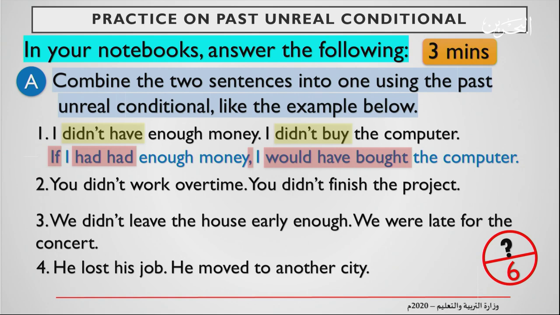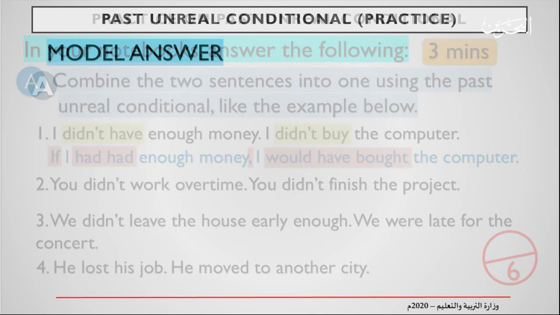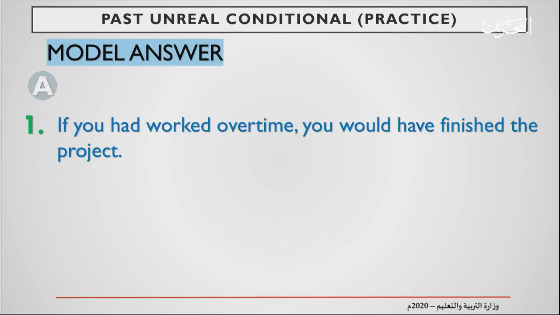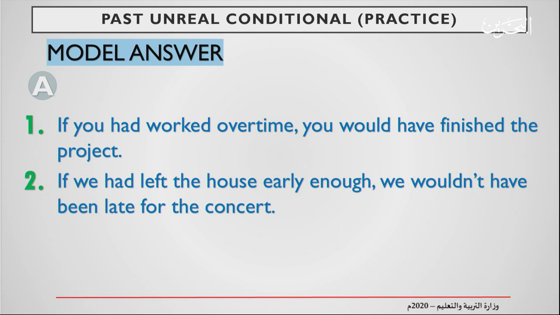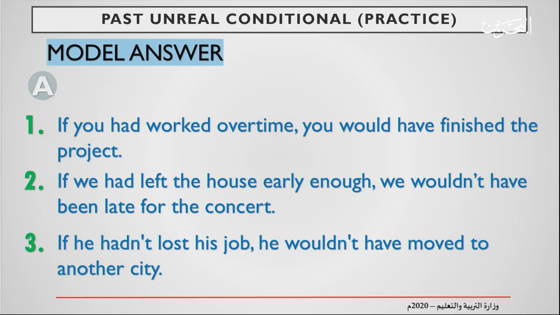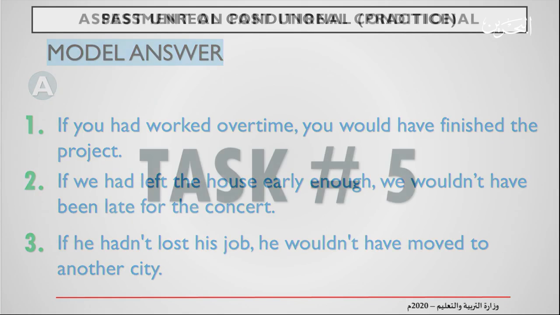Now, let's go over the model answer. So, for question A, the first one, if you had worked overtime, comma, you would have finished the project. Second one, if we had left the house early enough, comma, we wouldn't have been late for the concert. 3, if he hadn't lost his job, comma, he wouldn't have moved to another city. Now give yourself a mark and let's carry on.